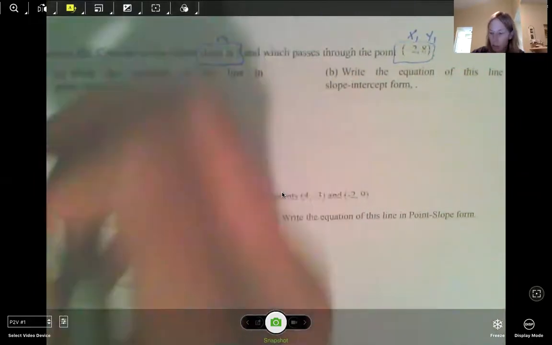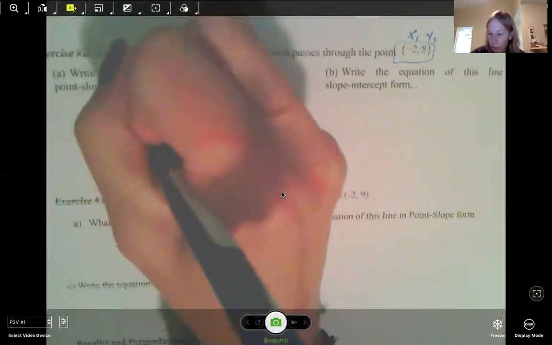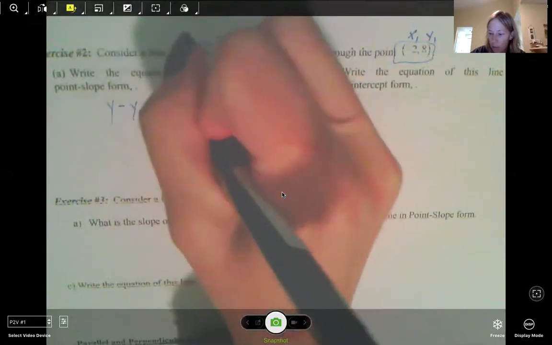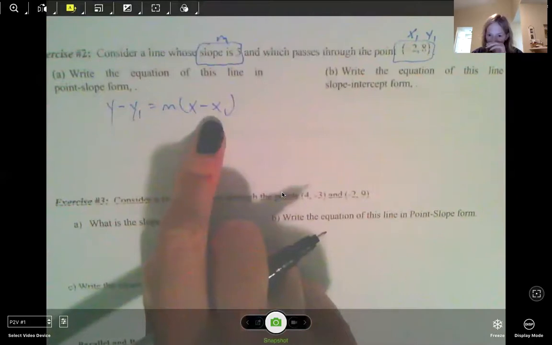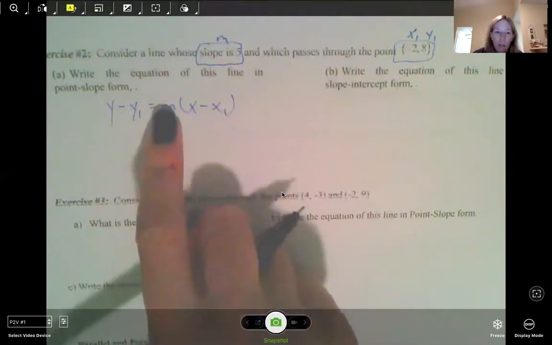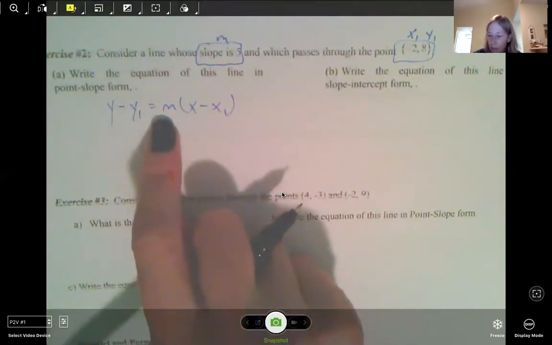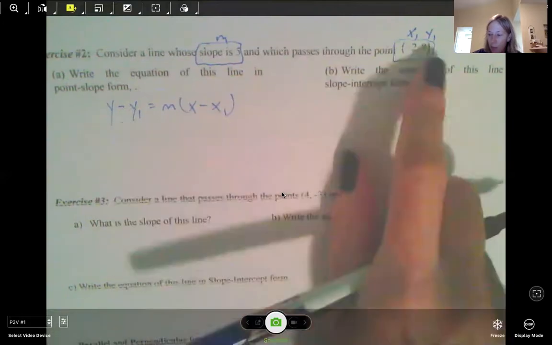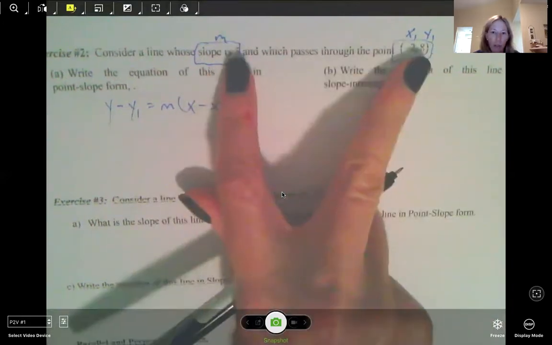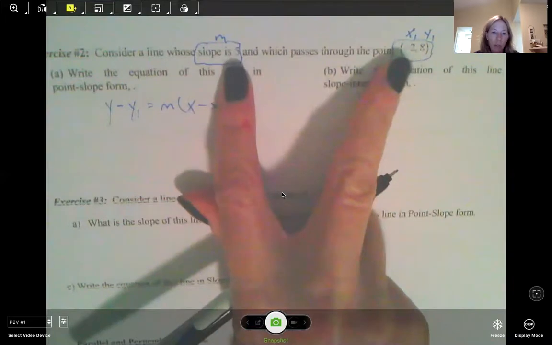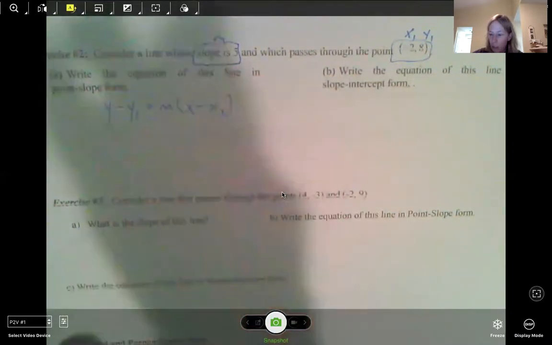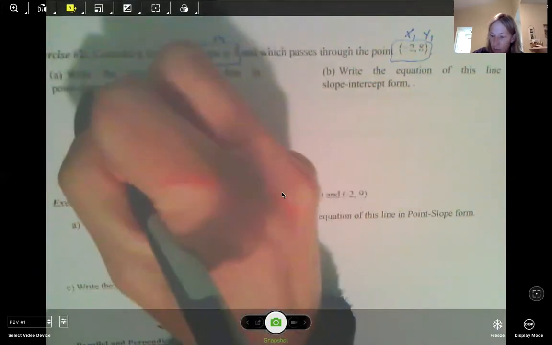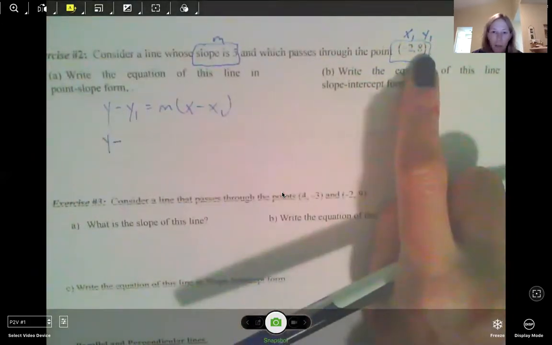So the first thing I'm going to do is y minus y1 equals m times x minus x1. This is point-slope form. And if we look at this, we have m, x1, and y1 given to us. So all we're going to do is take these 3 values and substitute them in for the places that they go in this equation. So I have y minus y1, which is 8.